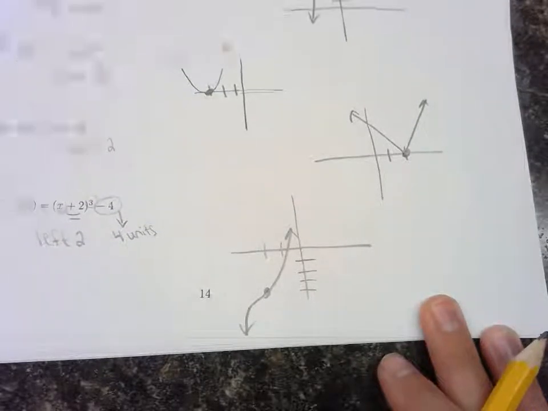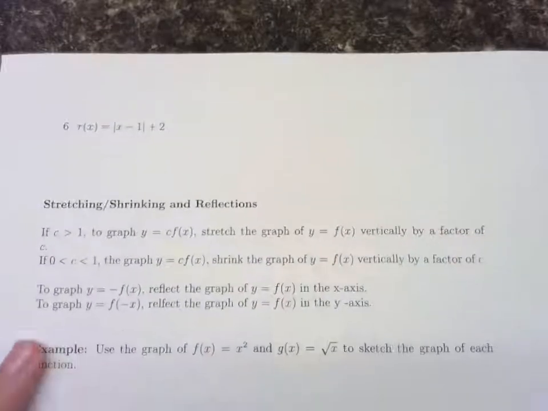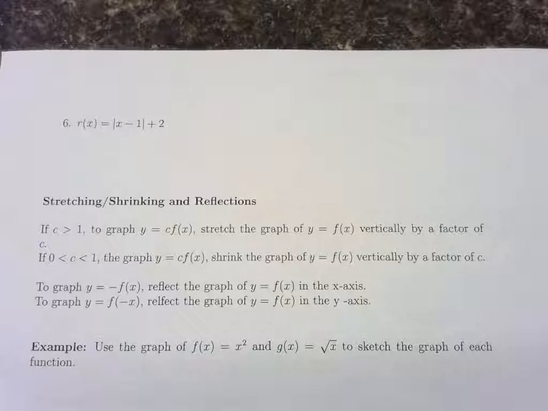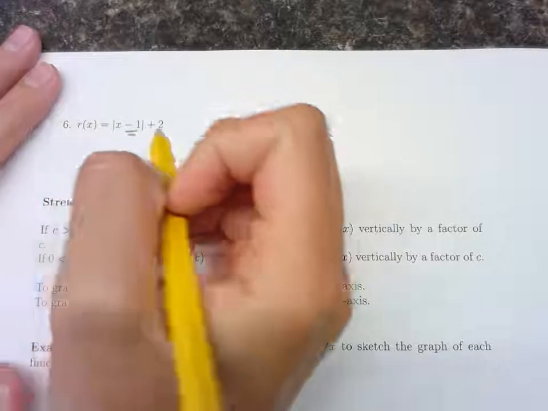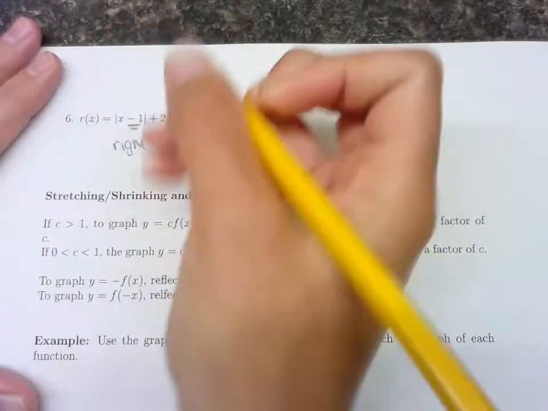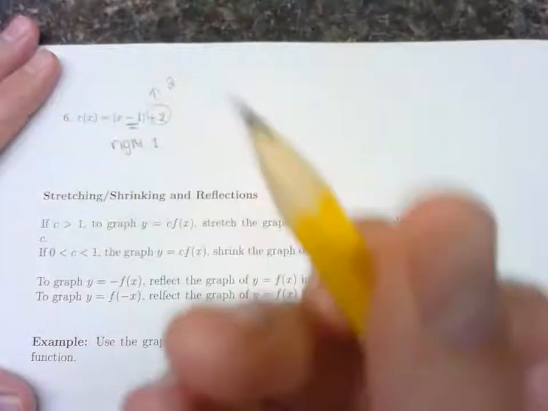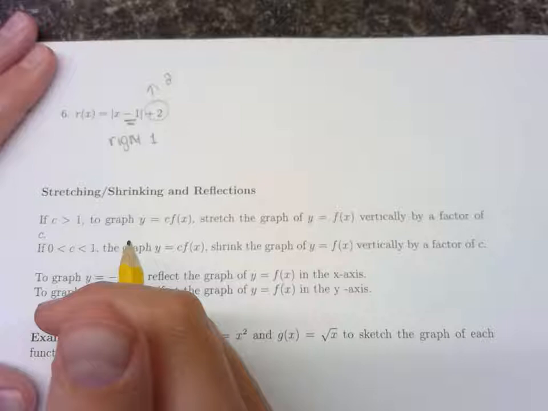Okay, we're going to do one more. Page 15, top of page 15, we have r of x equals absolute value of x minus 1, plus 2. Our base function is absolute value. We have a minus 1 on the inside, which is a horizontal shift, so that's going to be to the right 1. Now this plus 2 on the outside would be up 2 units.